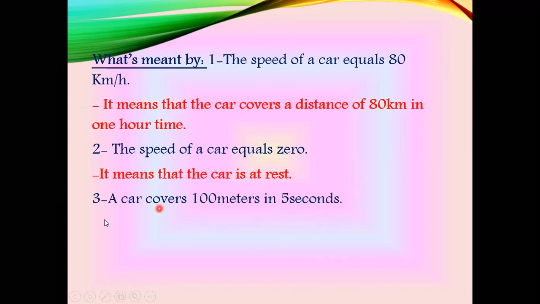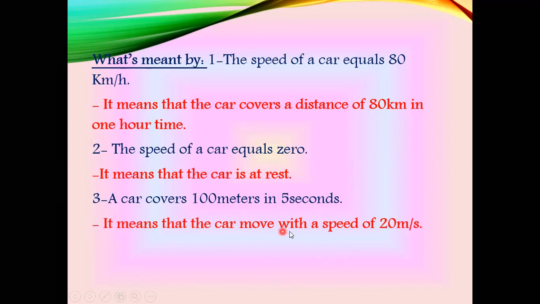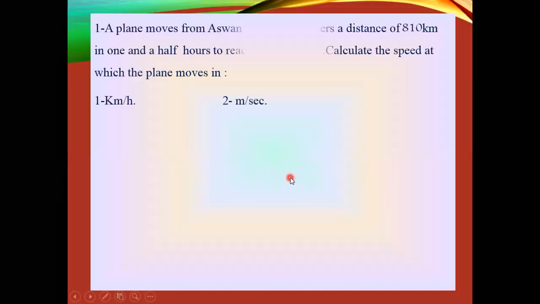Let's take another one. A car covers 100 meters in 5 seconds. Think with me. What does it mean that a car covers 100 meters in 5 seconds? In 1 second, what will it do? And that is its speed. I can know from here how to calculate the speed: distance divided by time, 100 divided by 5 equals 20. So what does this mean? This means that the car moves with the speed of 20 meters per second. Three types of questions, let's see them next.